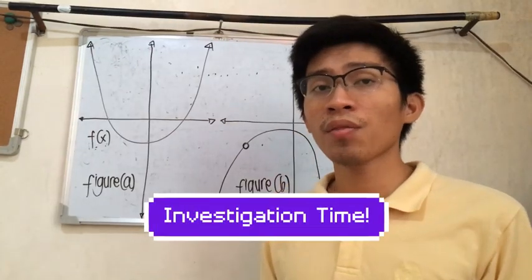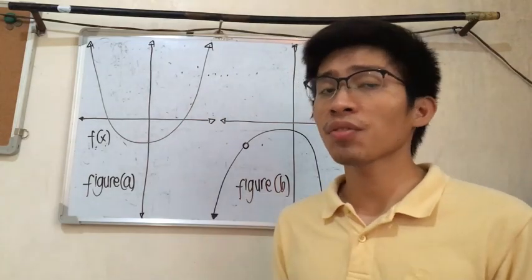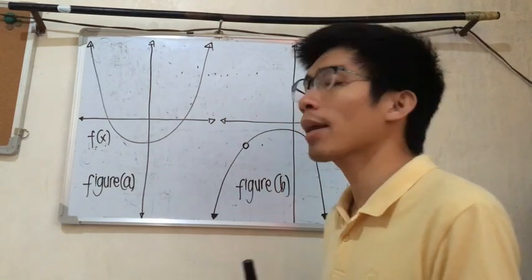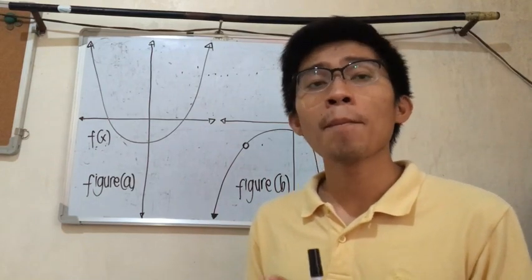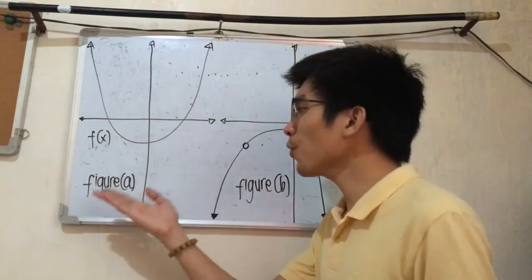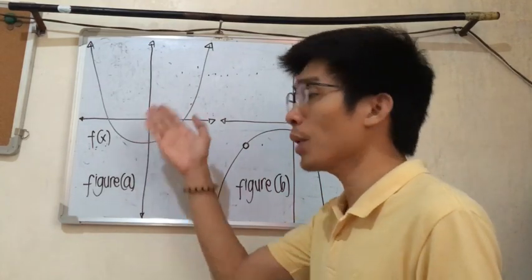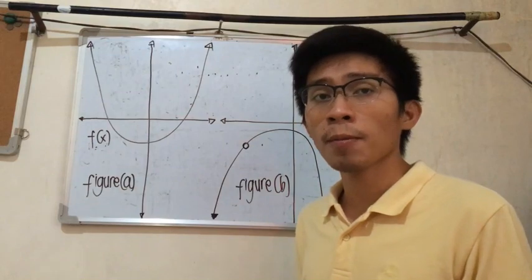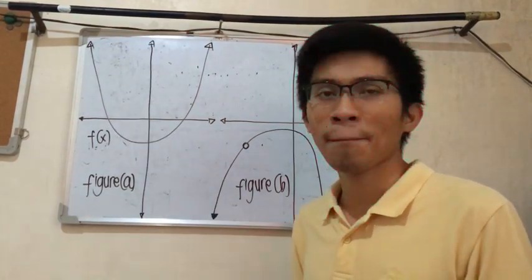Okay, let's try to investigate these two graphs at my back. Let's try to see if this function is continuous or not continuous. Again, a function is continuous if it has no breaks, no gaps, and no holes. For figure A, as you can observe, our function is a parabolic function opening upward. Question is, does this function commit a hole? Very obvious, we don't have a hole in this part.